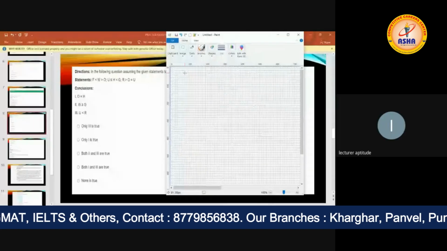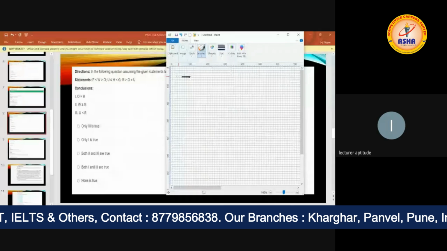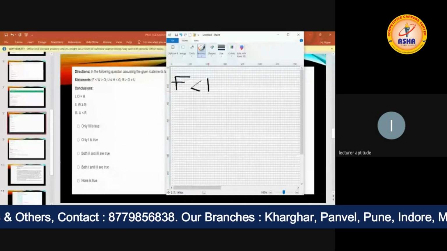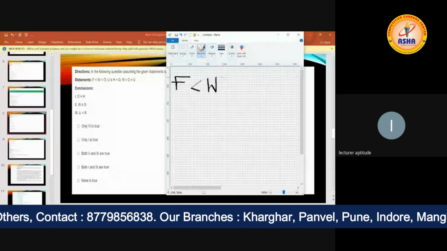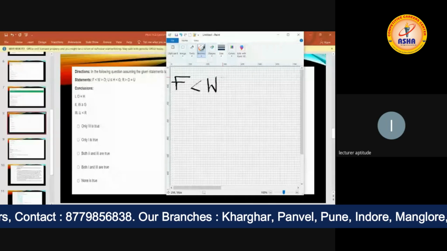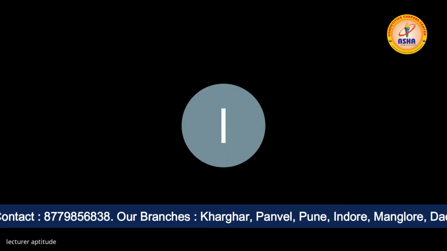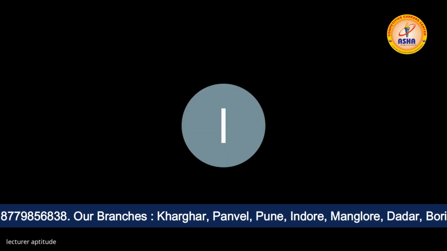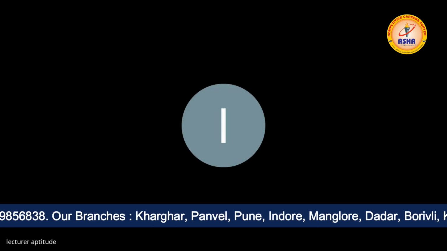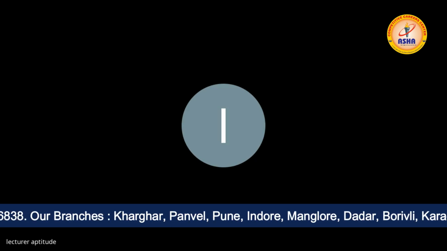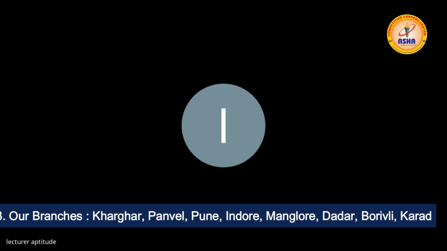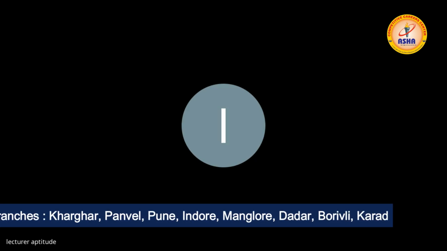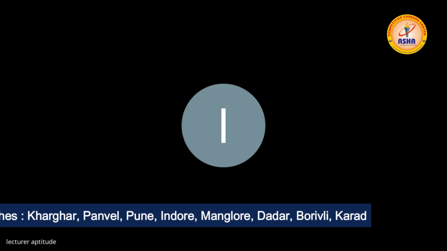What is the question? F is less than W is greater than O. That is the first statement. Then U is less than or equal to H is less than G. Then R is greater than O equal to U. That is given. How do you write this as a whole statement?